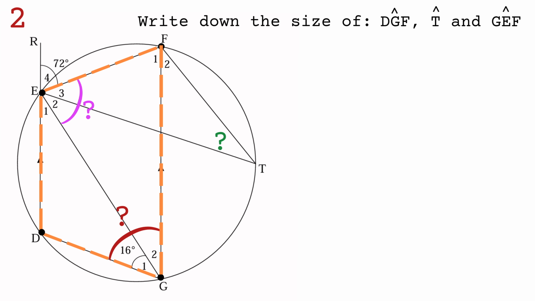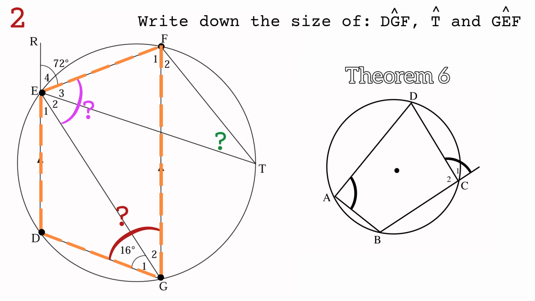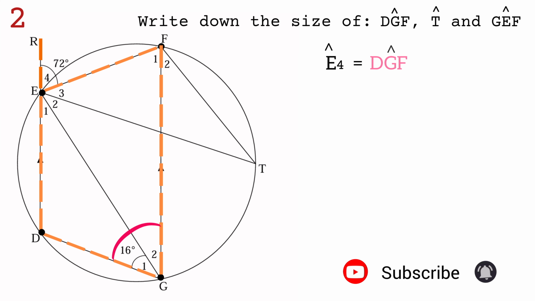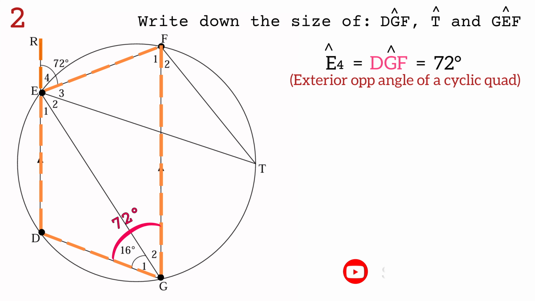Theorem 6 states that an exterior angle of a cyclic quadrilateral is equal to the interior opposite angle. This is the exterior angle, and this is the interior opposite angle. Therefore, angle E4 is equal to angle DGF, which is equal to 72 degrees.